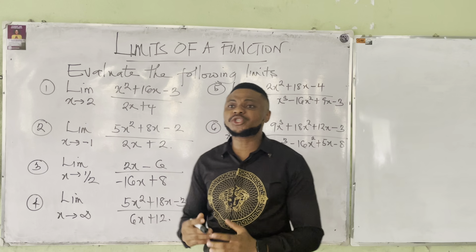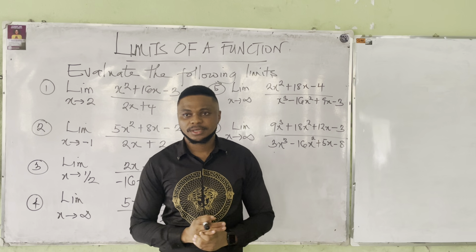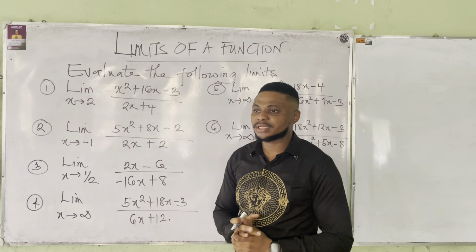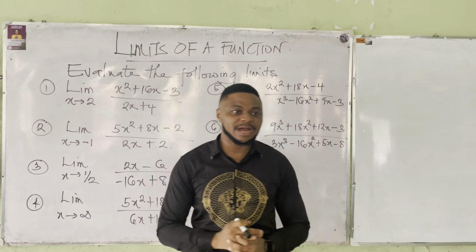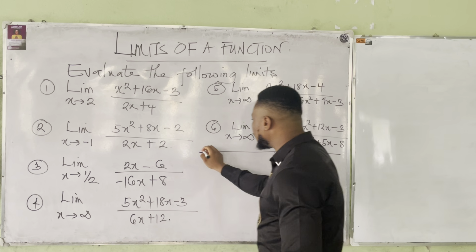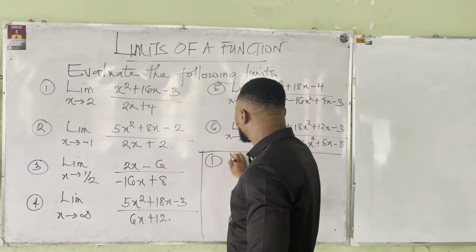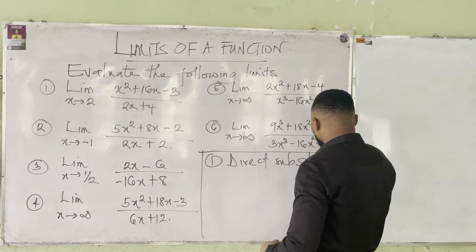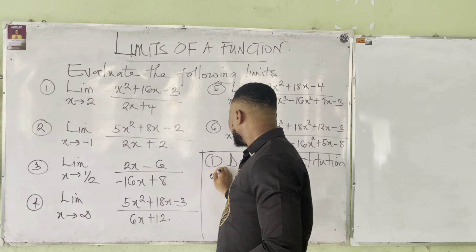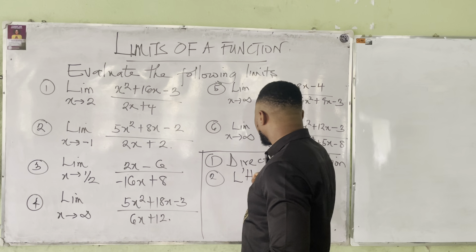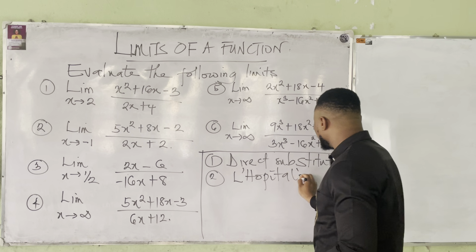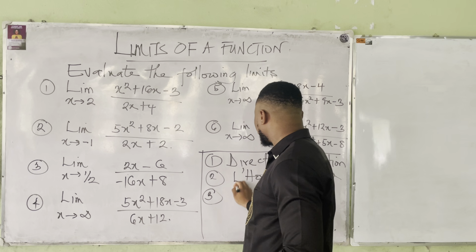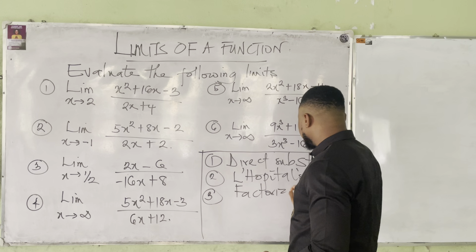Now, there are major ways of evaluating limits. For a start, we are going to look at the first 3 ways of evaluating a limit. The first one is limit by direct substitution. The second one is L'Hopital's rule. The third one is limits by factorization.